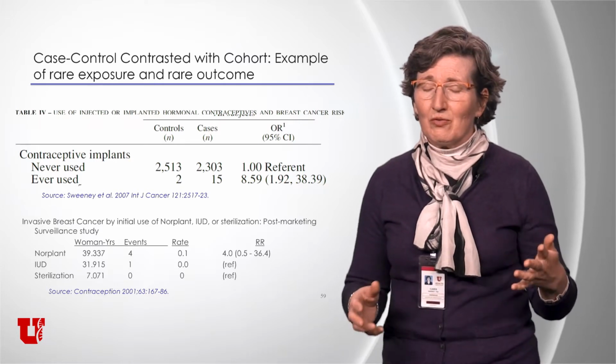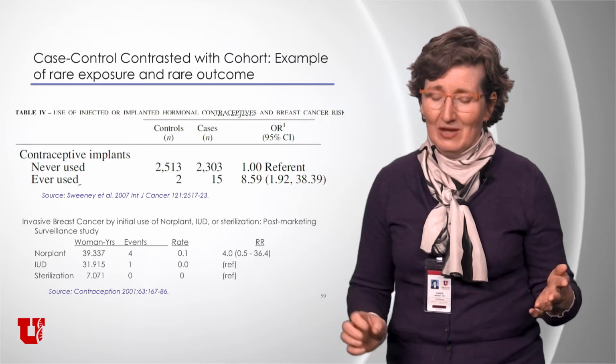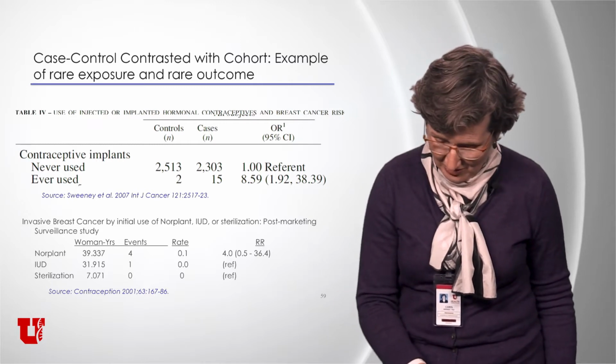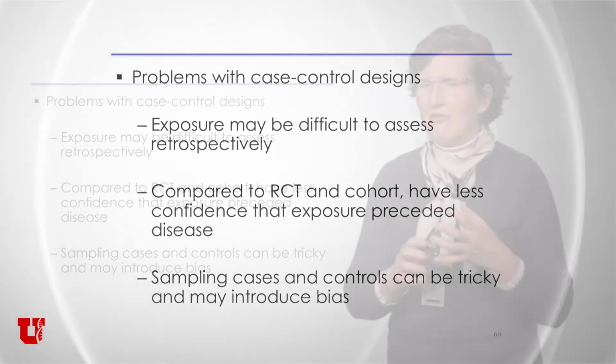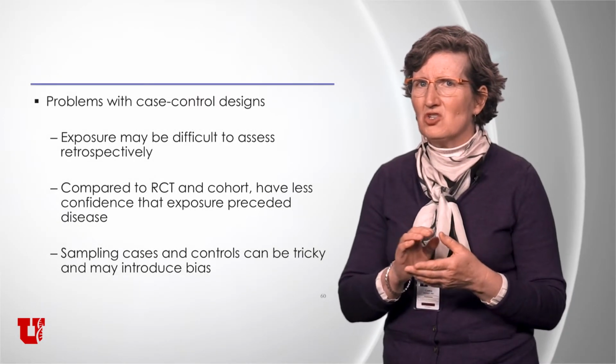If you're trying to deal with a situation where both the exposure and the outcome are rare, it can be very challenging. All right, so problems with case control designs. One is that the exposure may be difficult to assess retrospectively. A really key aspect of a case control design is you're studying people after they are a case, or you're going to the controls and trying to determine their past exposure. The fact that someone is now a case may change their behavior.